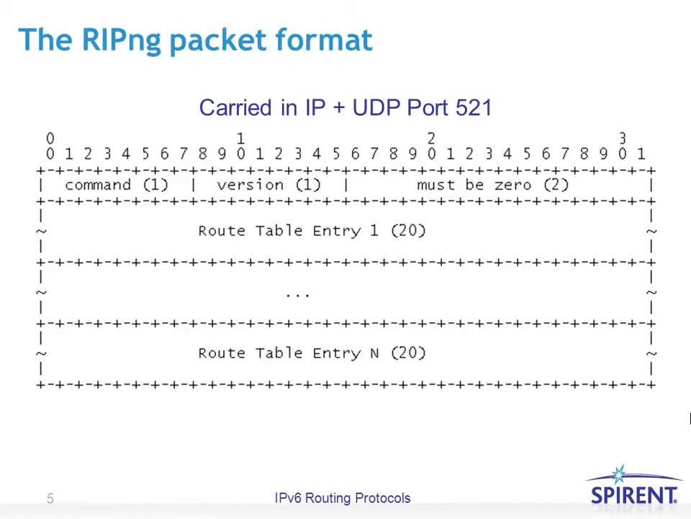This slide depicts the RIP-NG packet format. Of course, RIP-NG is carried in IP, actually IPv6 of course, and uses UDP port 521. As you can see, there are a few fields that are common: command field, version field, and an MBZ or must be zero field, followed by one or more route table entries.